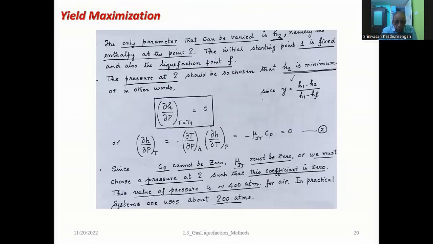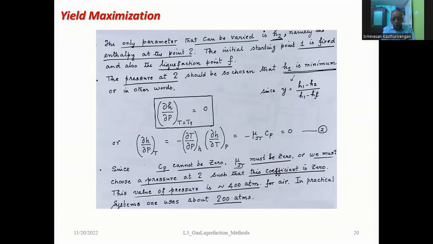or how much of the incoming fluid is getting liquefied. Now, the only parameter that can be varied is H2, namely the enthalpy at the point 2. Okay, how to increase the yield? You have to increase the yield, right? So to do that, you can modify H2. The pressure at the point 2 should be chosen such that H2 is minimum. So H1 minus H2 will be large, and so the yield will be the maximum.